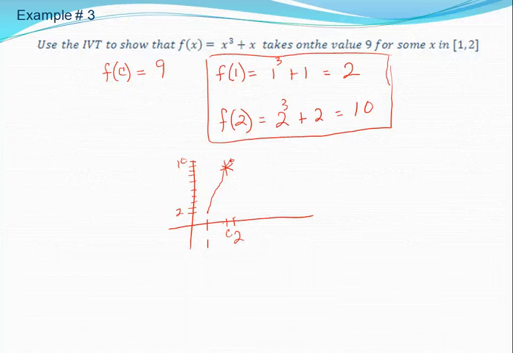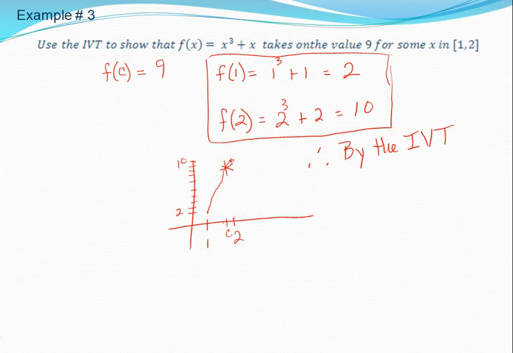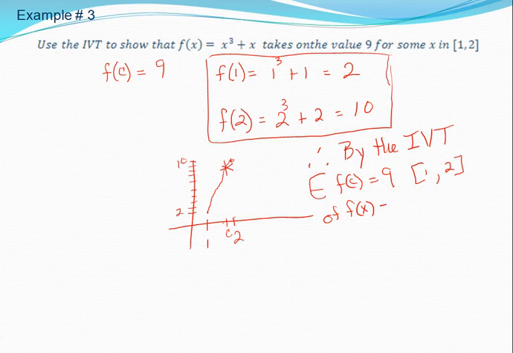And once again, my IVT did not tell me how to find this. It simply guaranteed that I would. So we show our work and we say, therefore, by the intermediate value theorem, there exists an f of c that equals 9 in the interval 1 to 2 of the function x cubed plus x.